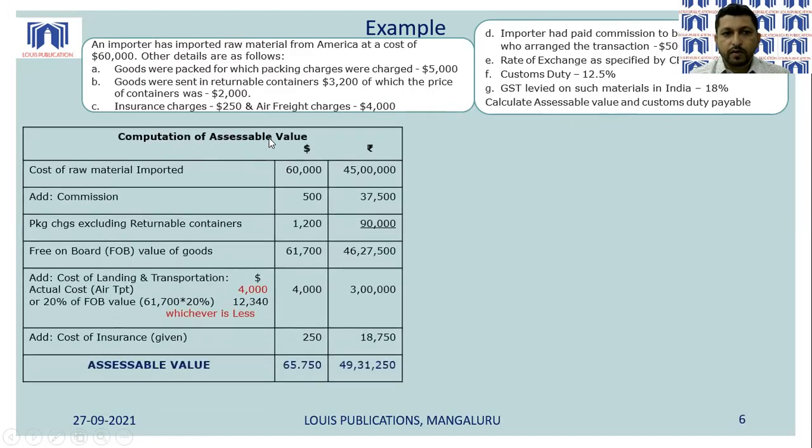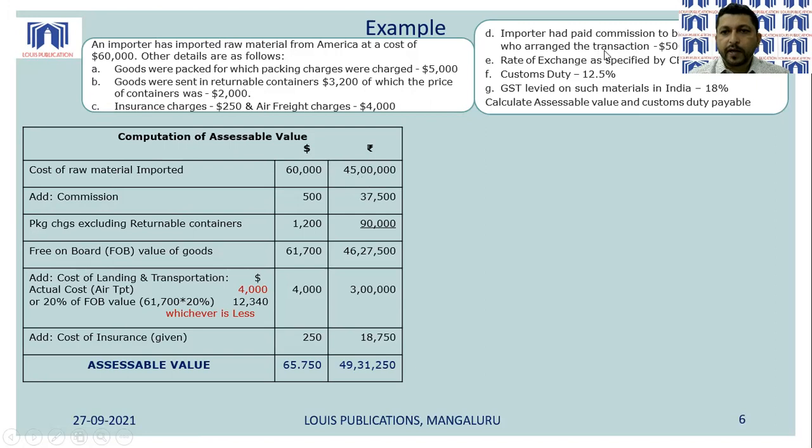Computation of assessable value. First, we have only one rate given. Rate of exchange given is $1 equal to rupees 75. So there is no comparison. We have only one value. So for cost of raw material imported, we prepare two columns. One is the dollar column, another one is the rupees column. So cost of raw material imported is 60,000 US dollars, multiplied by 75, conversion is 45 lakhs.